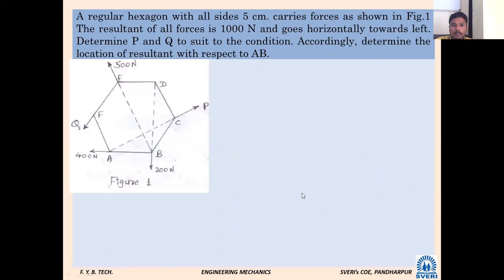A regular hexagon with all sides 5 centimeter carries forces as shown. The resultant of all forces is 1000 Newton and goes horizontally towards left. Determine P and Q to suit the condition. Accordingly, determine the location of the resultant with respect to AB.